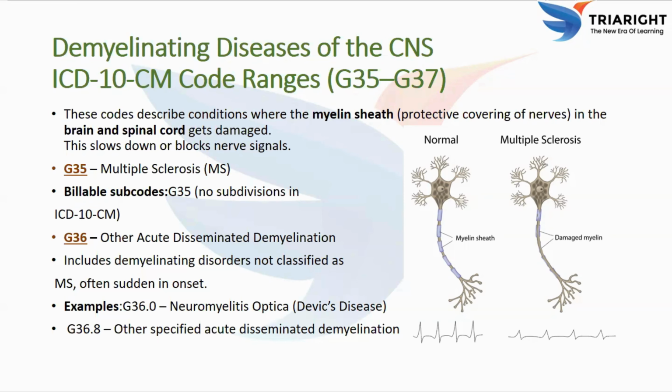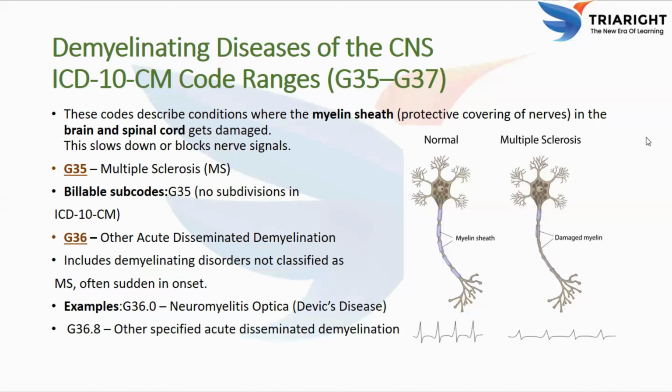So coming to code G35, G35 is assigned for multiple sclerosis. So what do you mean by multiple sclerosis? It's a long-term disease where the immune system attacks the myelin in the brain and spinal cord. Because of multiple sclerosis, the messages from the brain do not travel properly. So they can cause weakness, vision problems, numbness, balance issues, etc. There are no subcodes under G35 in ICD-10-CM.